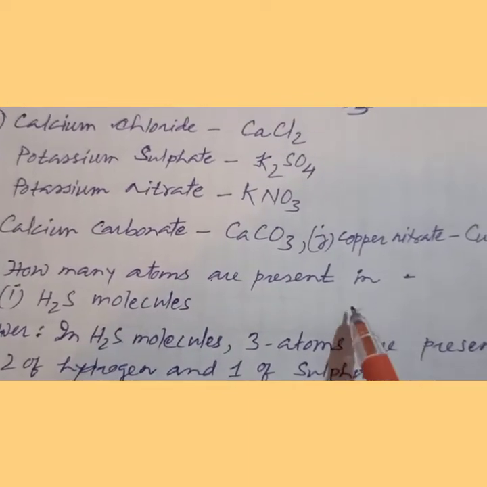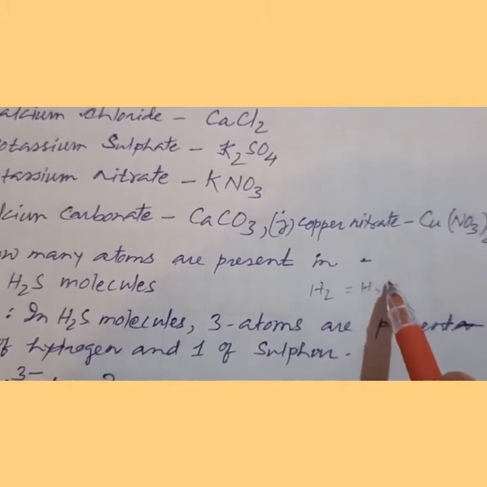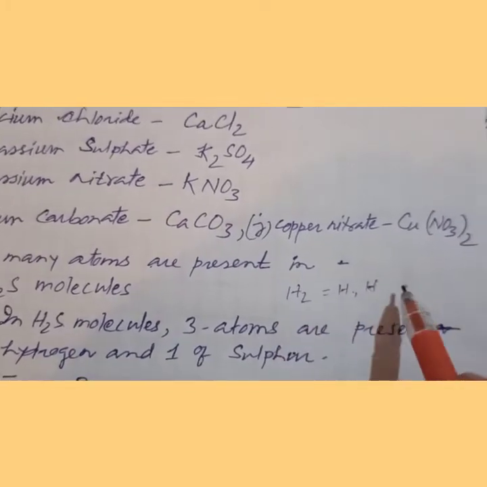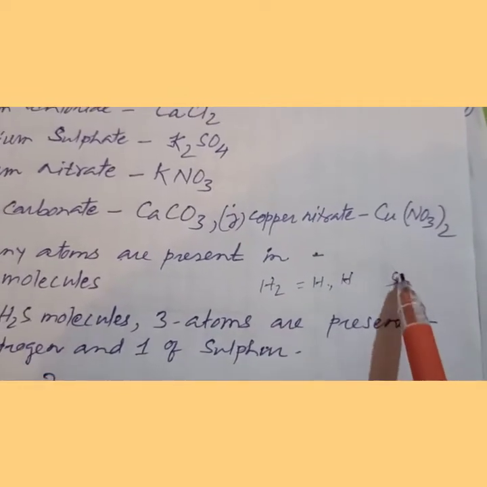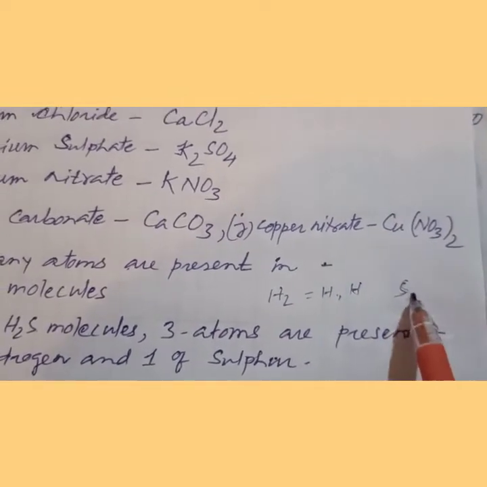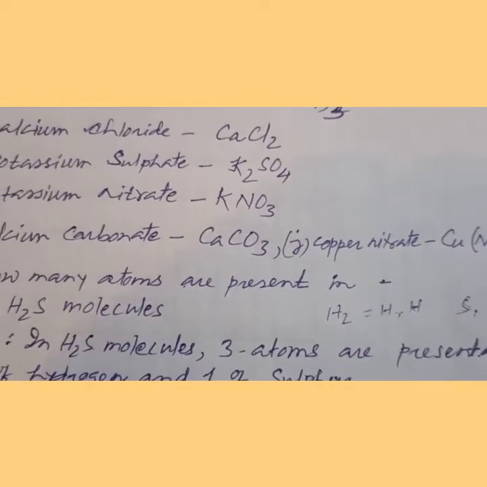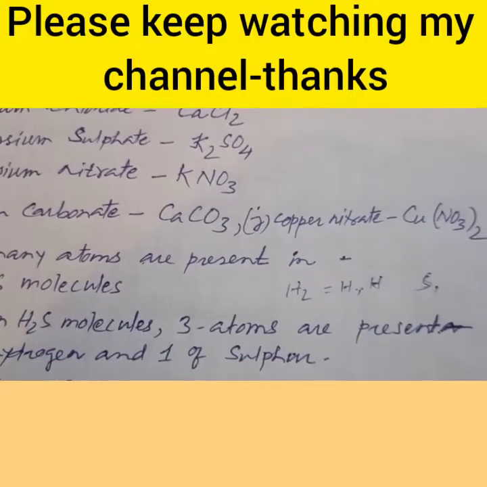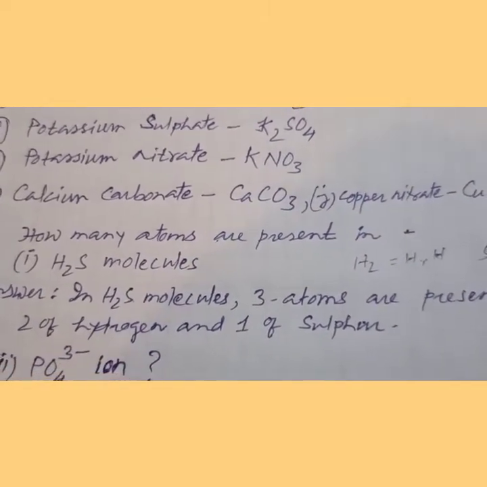So you just count how many there are. Definitely, H2 means the number of hydrogen is 2, okay, and S1, nothing written means 1. So the number of sulfur is 1. So altogether how many are there? 2 plus 1, 3, okay, 3 atoms are present there. So you must write this one like this.